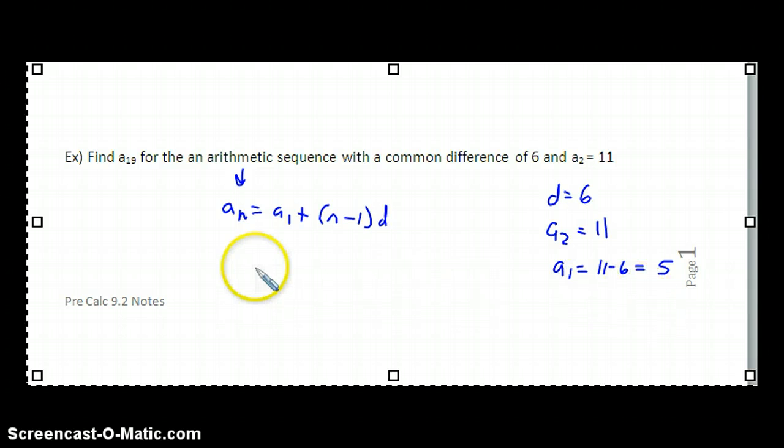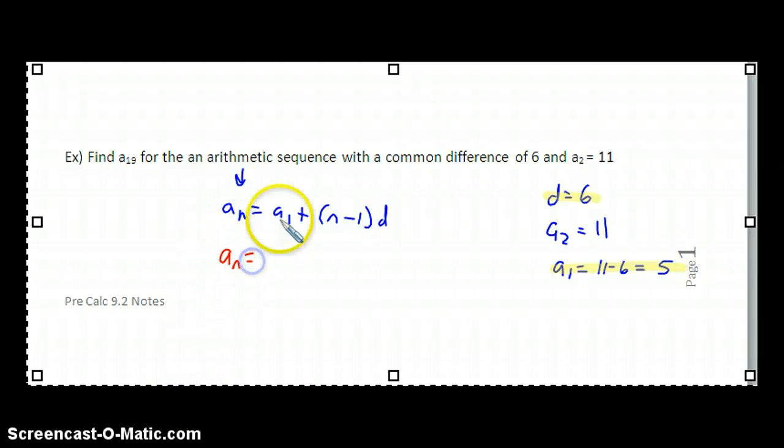So a sub 1 would have to be 5. So remember, to be able to write the formula for the sequence, the two things that I always need are the difference and the first term. So if I'm not given the first term, but I'm given, in this case, the second term, and I know the common difference is 6, just work your way backwards till you get to the first term. In this case, it would have been 5, and now I can plug my numbers in.